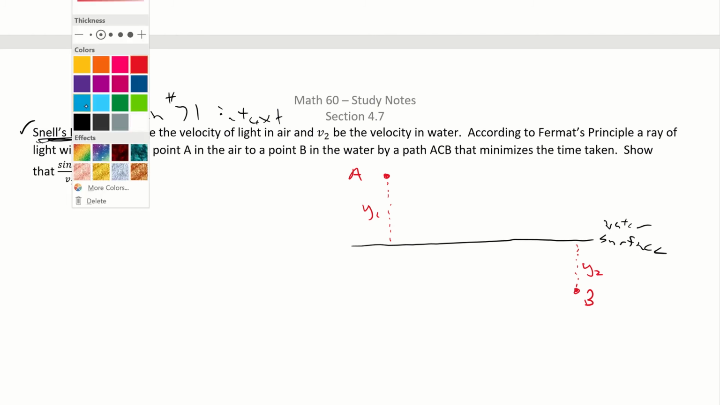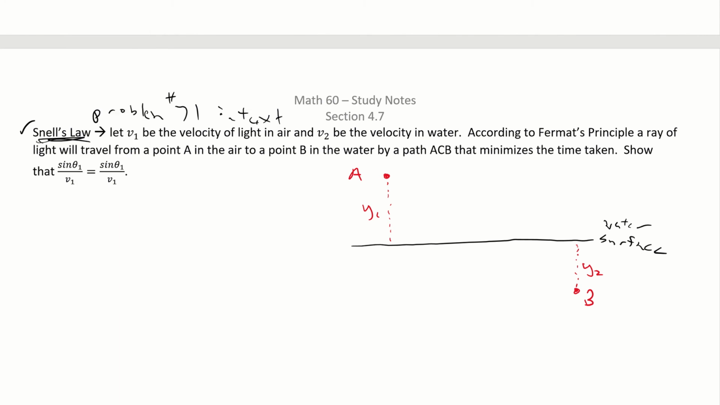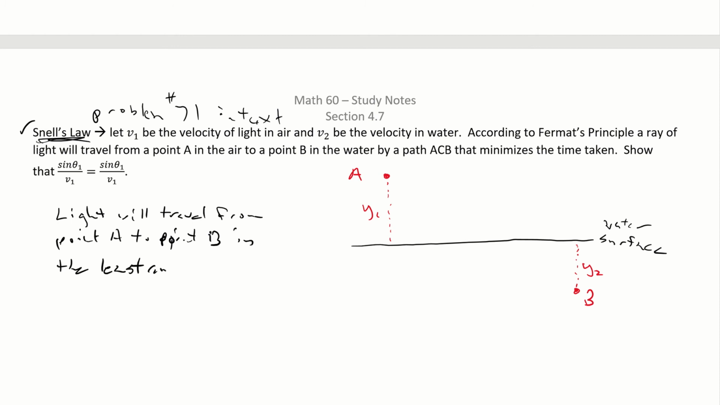So the question is going to be, well, here's the story about this. This is what's really cool about it. It says basically the light will travel from point A, in general, to point B in the least amount of time. In the least amount of time. Does that make sense? Maybe not. Who knew? Who even thought of that? But it's nature, isn't it?